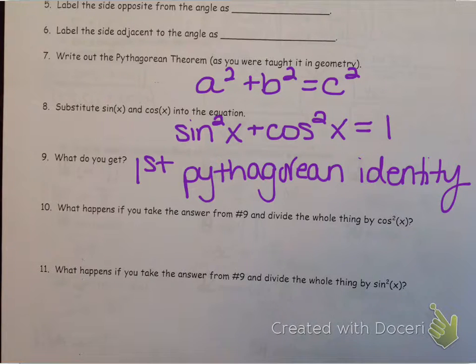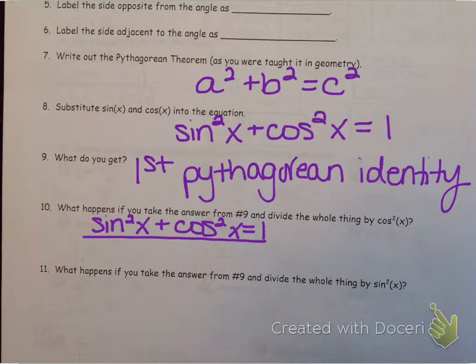Okay? So the other 2 Pythagorean identities come from the first one. So what step 10 asks you to do is it says take sine squared plus cosine squared equals 1, and divide the whole thing through by cosine squared, and see what you come up with.